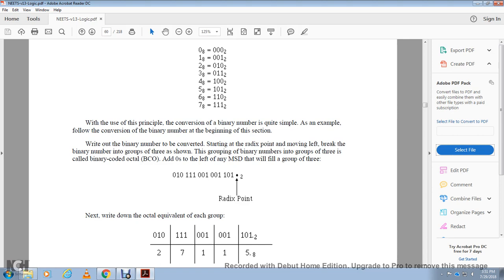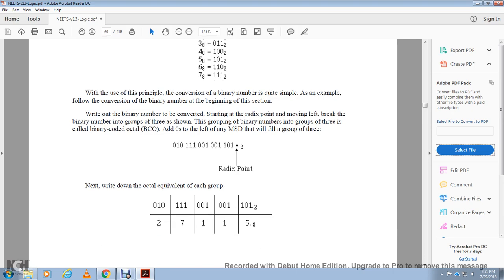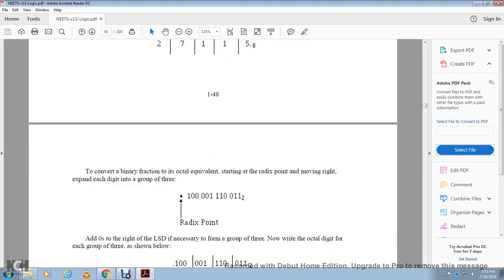0, 1, 1. 0, 0, 1 would be 1. 0, 0, 1 would be 1. 1, 0, 1 would be 5. To the decimal 8 with a base of 8.